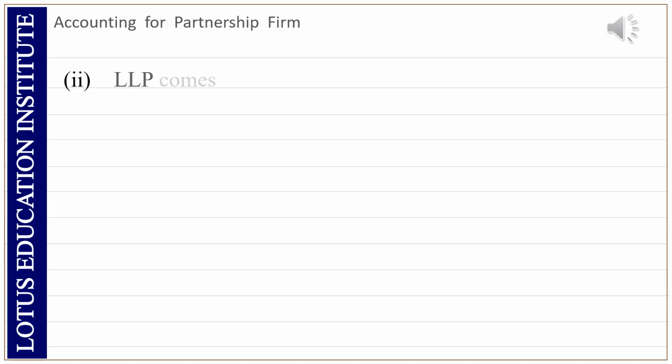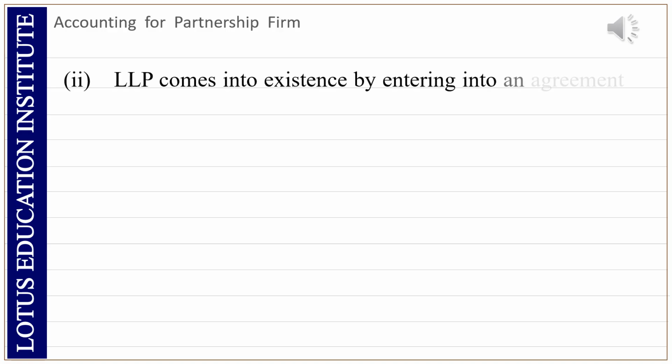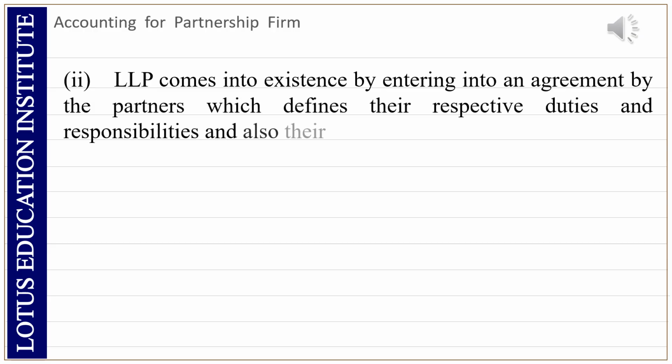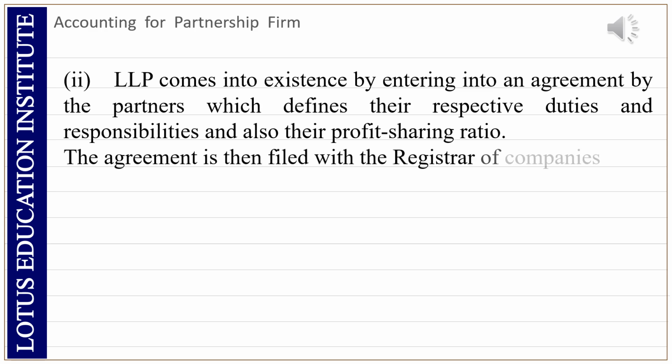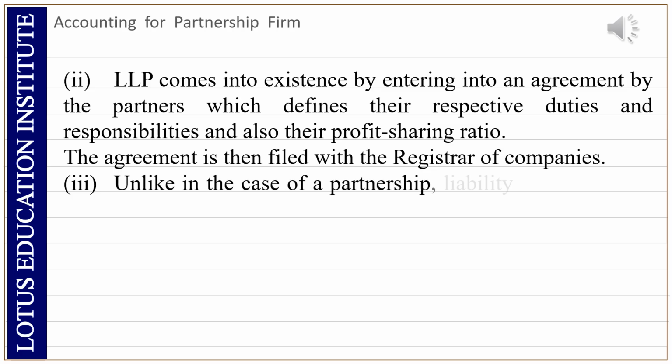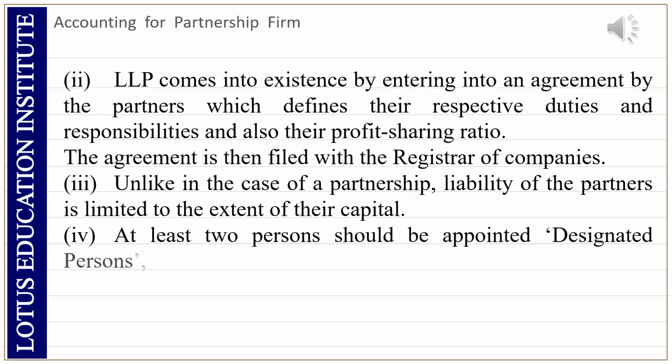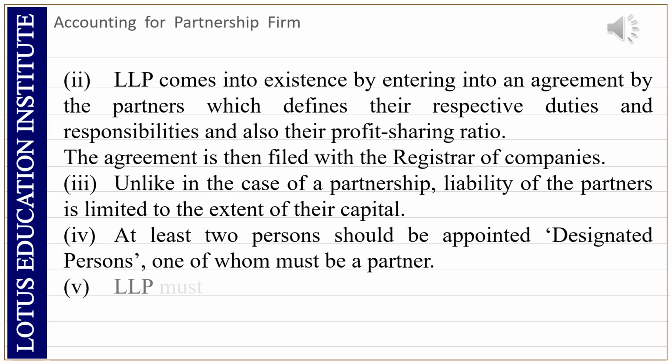2. LLP comes into existence by entering into an agreement by the partners which defines their respective duties and responsibilities and also their profit-sharing ratio. The agreement is then filed with the Registrar of Companies. 3. Unlike in the case of a partnership, liability of the partners is limited to the extent of their capital. 4. At least two persons should be appointed designated persons, one of whom must be a partner. LLP must file a solvency certificate with the Registrar of Companies every year.